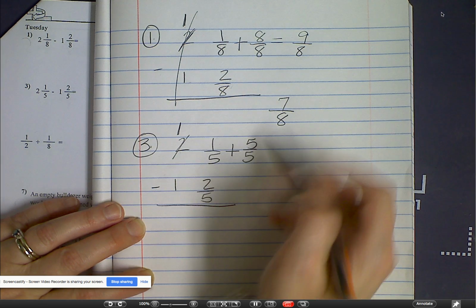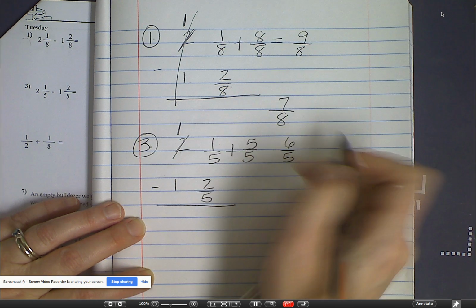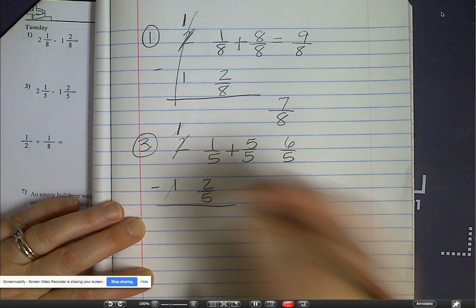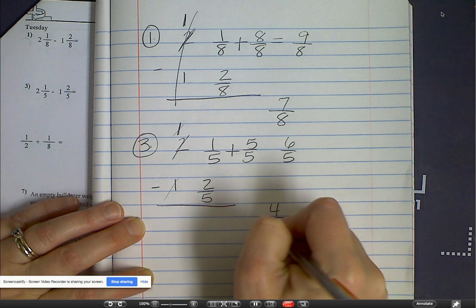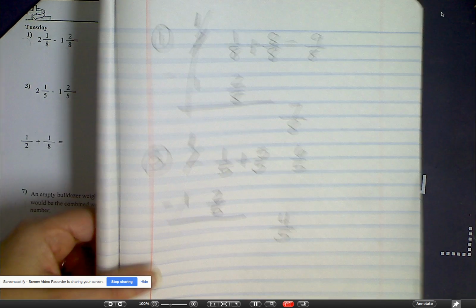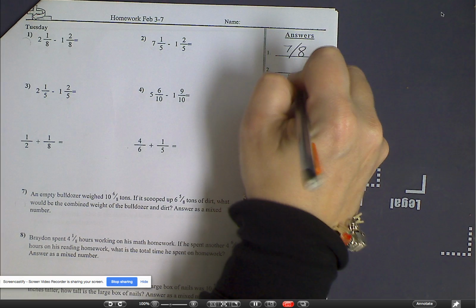Then I have 5 plus 1 is 6, so I have 6/5. And this 1 minus 1 is 0. So now I have 6 minus 2, which is 4. And then I keep my denominator. So for number 3, the answer is 4/5.